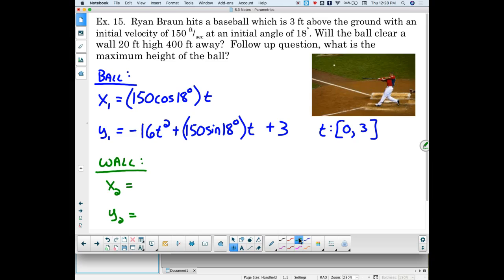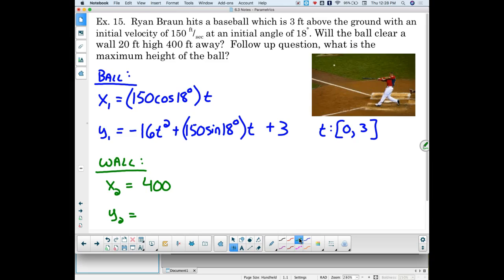Horizontally, where is the wall? So that's going to be what in my function? So I'm going to have 400 here, correct? Because my wall is 400 feet away. How tall is my wall? 20 feet. So now I got to make a wall that's 20 feet high.